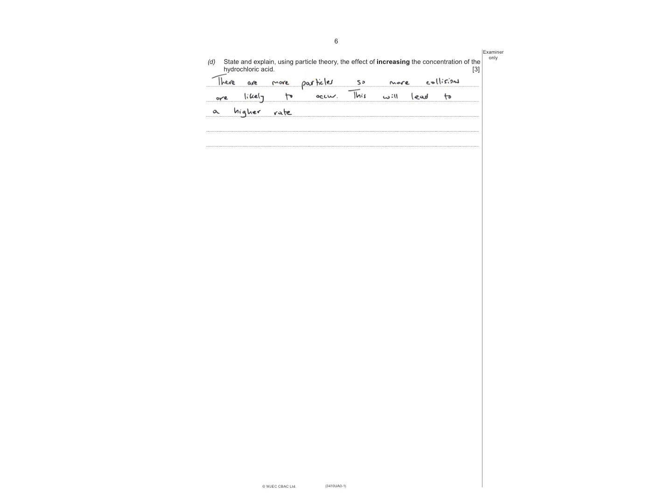State and explain the effect using particle theory, the effect of increasing the concentration of the acid. If I increase the concentration, there are more particles, 1 mark. So more collisions are likely to occur, 2 marks. This will lead to a higher rate, 3rd mark. I've stated the effect by saying it's a higher rate, and I've explained why.